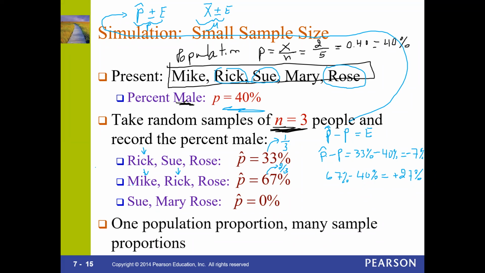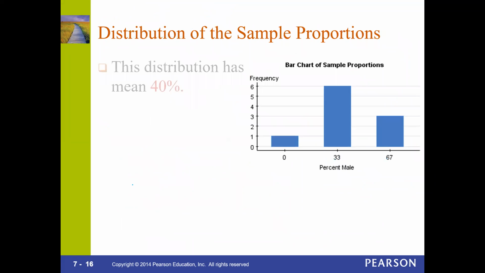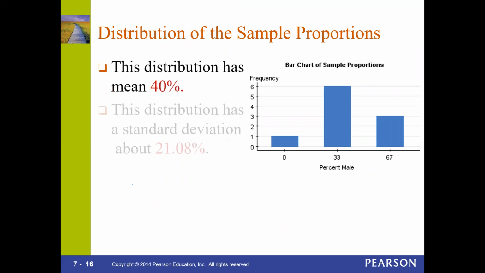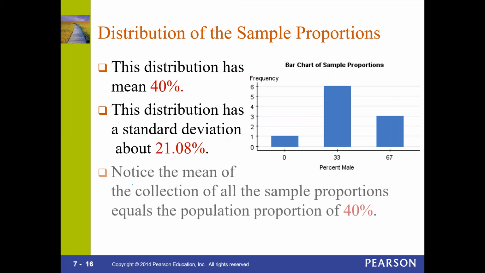So you just want to say one population proportion, many sample proportions. We can have plenty of sample proportions, depending on whenever you select your sample. Not only that, that means if we're doing the same study, once again our results just cannot be identical. Okay, that's what it means.